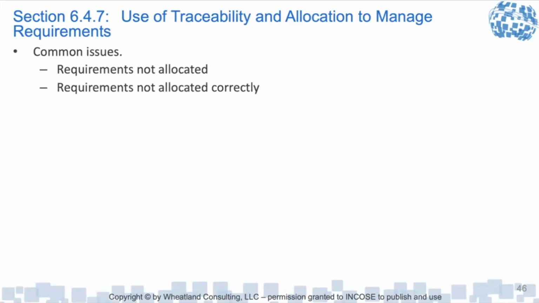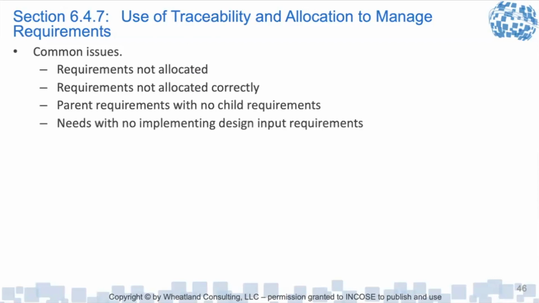Requirements that are not allocated correctly: they may have been allocated, but not to the proper lower level system elements. Parent requirements that have no child requirements: allocation took place, but no one wrote a child requirement to address that parent requirement. Needs that have no implementing design input requirements. Orphan needs that don't trace to a source.